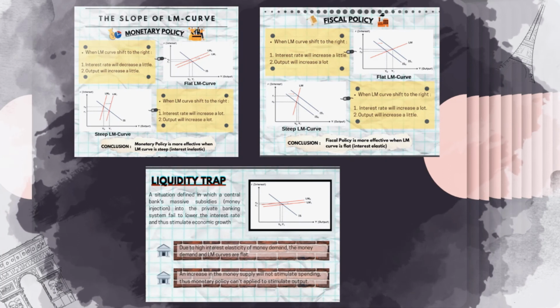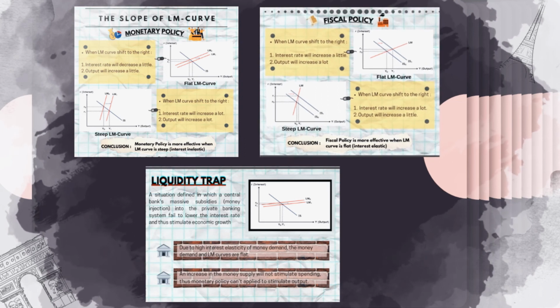So let's proceed to how policy effects depend on the slope of the LM curve. First, let's take a look at monetary policy. In the flat LM curve, when the LM curve shifts to the right, the interest rate will decrease a little, and the output will also increase a little. But in the steep LM curve, when the LM curve shifts to the right, the interest rate will decrease a lot, and the output will also increase a lot. So in conclusion, monetary policy is more effective when the LM curve is steep, where the interest rate is inelastic.